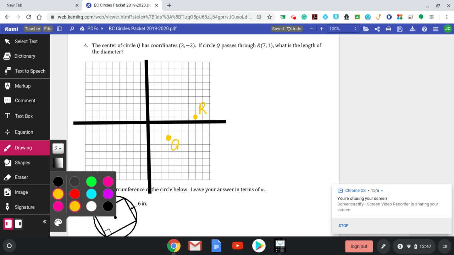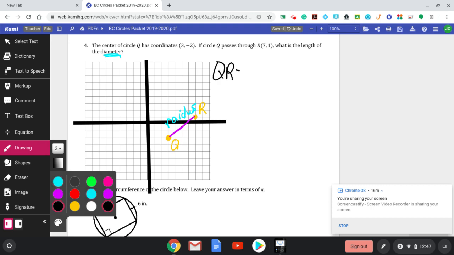Q is the center, R is a point on the circle. Well, hold on a second. If I connect those, what's that called? Isn't that called the radius? And what's the relationship between the radius and the diameter? Diameter is twice the radius. So if I can find the length of QR, I'll double it and get the diameter.